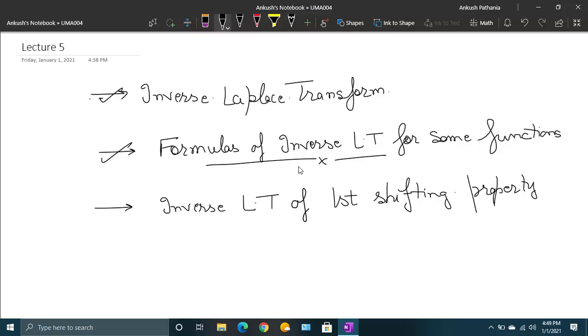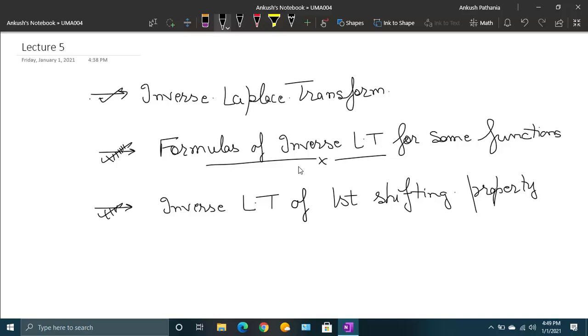After that, we come to the inverse Laplace transform of the first shifting property. Before proceeding further, while finding the inverse Laplace transform of some function, it is very necessary that we can correlate the given F(p) with the function f(x) whose Laplace transform is F(p). In some cases it can be a very easy or simple function, but in many cases you have to manipulate the function to get the required form where you can correlate F(p) with the Laplace of function f(x).